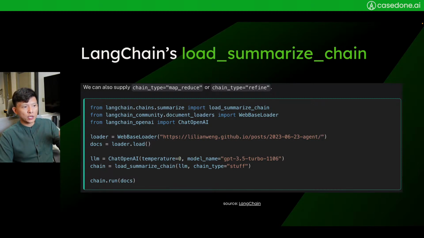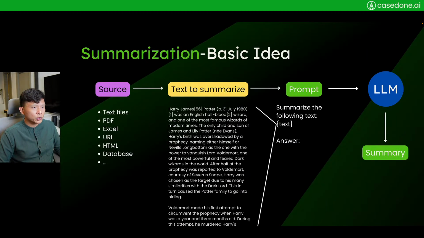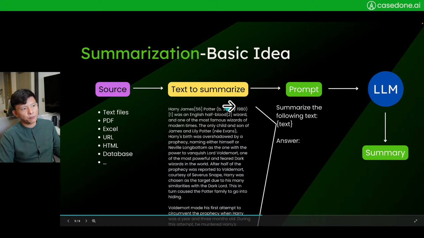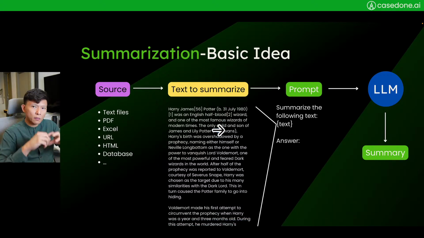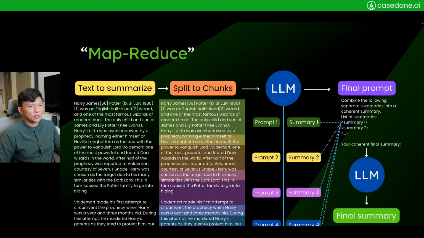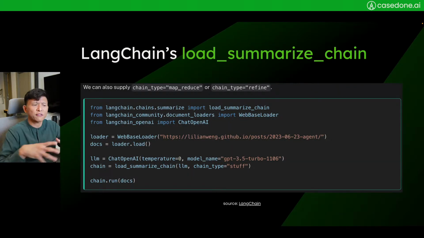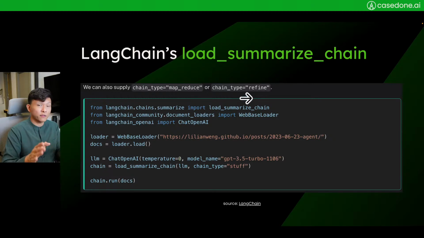Now there are 3 chain types. The first one is stuff. Stuff is when you stuff everything in one prompt. It's applicable when the text you summarize is small enough to fit within the context length. But yeah, it's just the basic thing. But if you know that the context length is overflown, you need to use either map reduce or refine. I'm going to leave the refine chain type for you to discover, but it can be as simple as replacing stuff with map reduce.